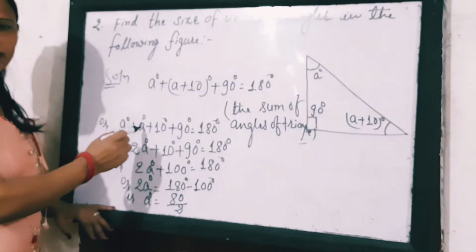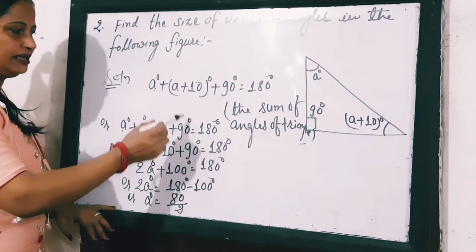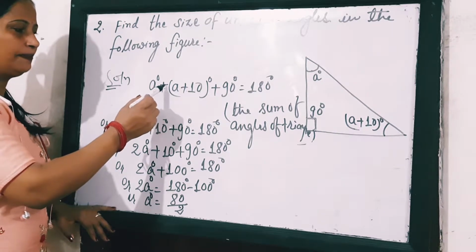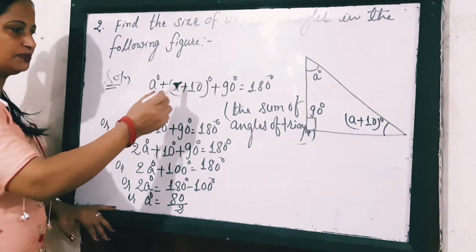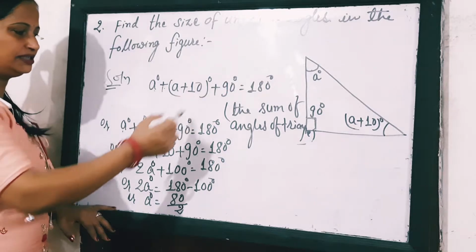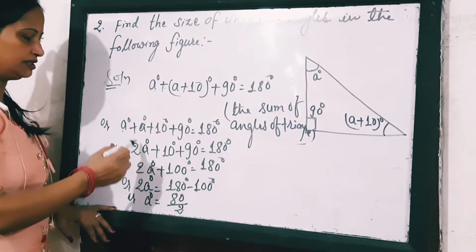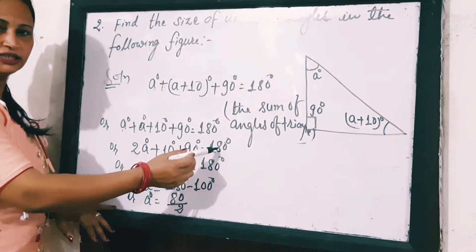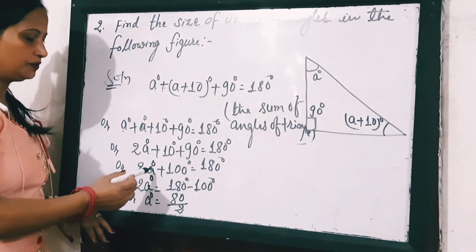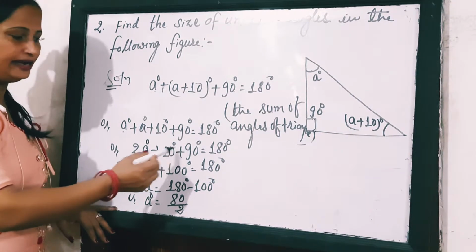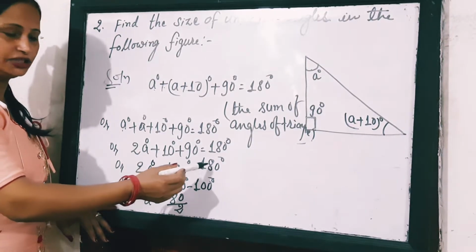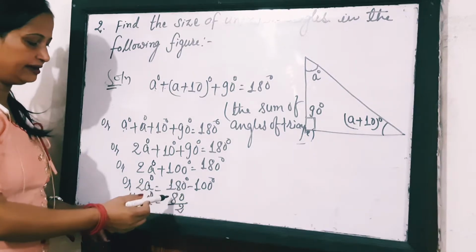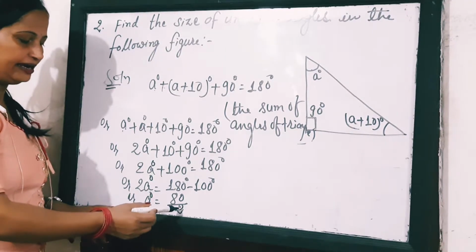a degree plus a plus 10 degree, so it is very easy to break the bracket: plus, plus, plus only, and again plus 10 degree plus 90 degree is equal to 180 degree. a and a, 2a degree plus 10 degree plus 90 degree is equal to 180 degree. 2a degree plus 100 degree, 90 plus 10, 100 degree is equal to 180 degree. So 2a is equal to 180 minus 100, it is coming 80 degree.